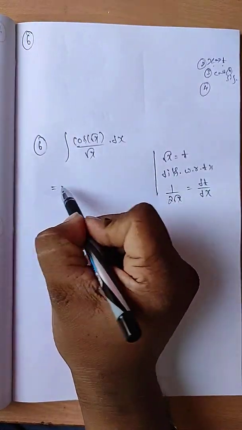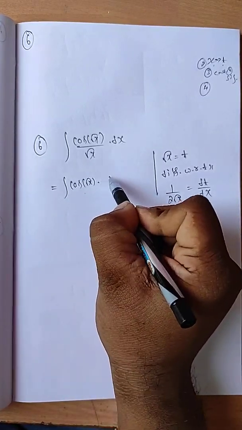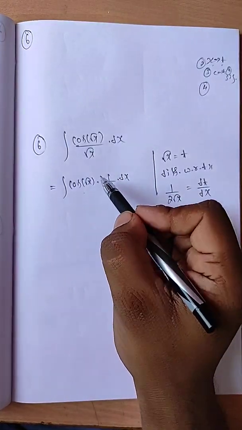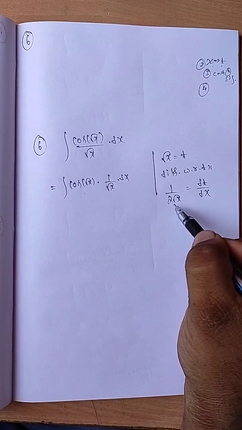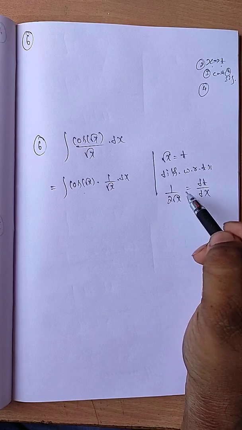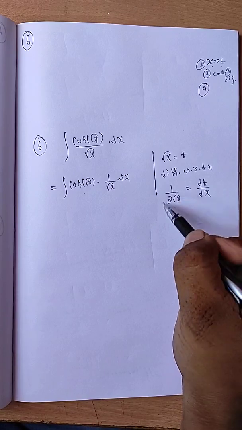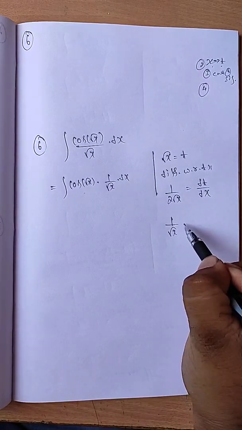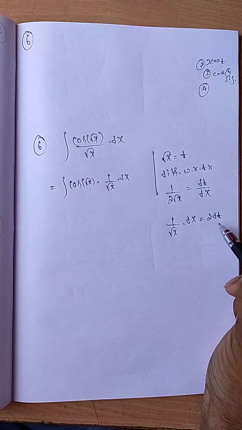In the given question, what they have given is cos of root x into 1 by root x into dx. But we have 1 by 2 root x. As we said at the beginning of the class, on the integration we can adjust the constant. Here we have 1 by 2 root x, and we can adjust this constant now. So 1 by root x into dx is equal to 2 dt. Okay? Is it clear?